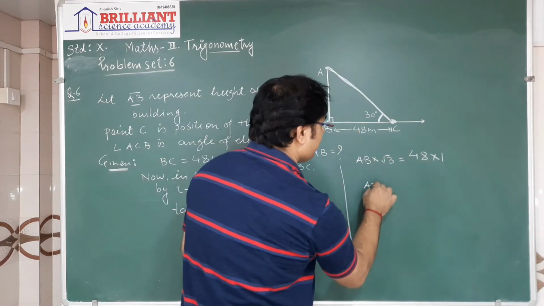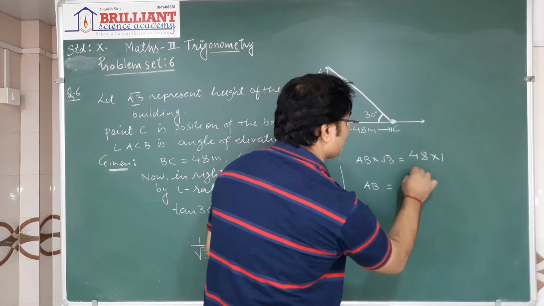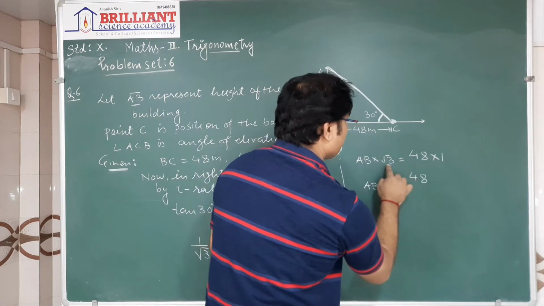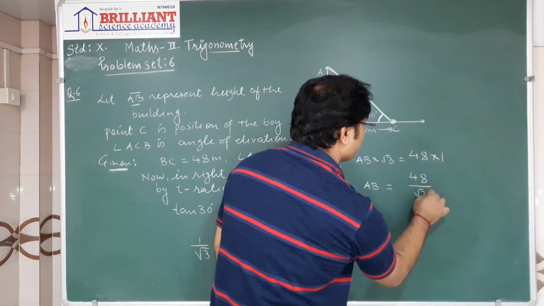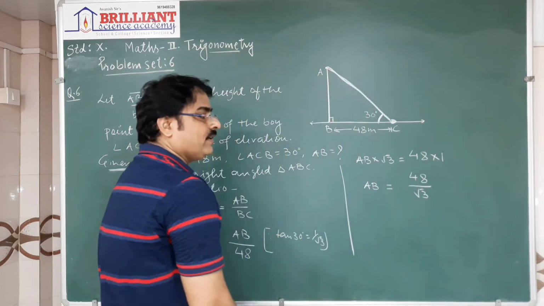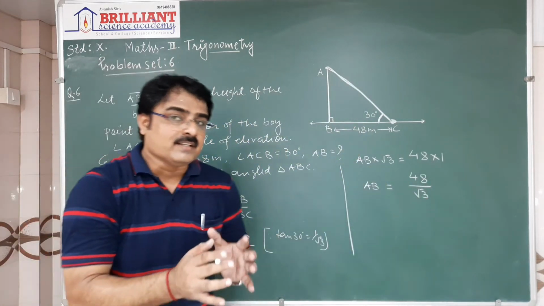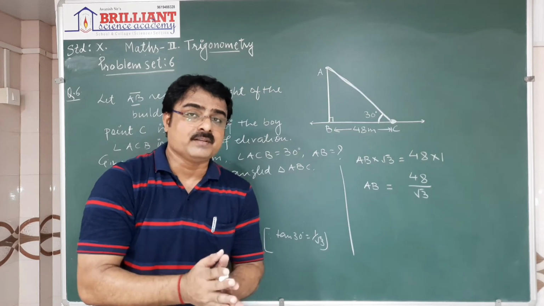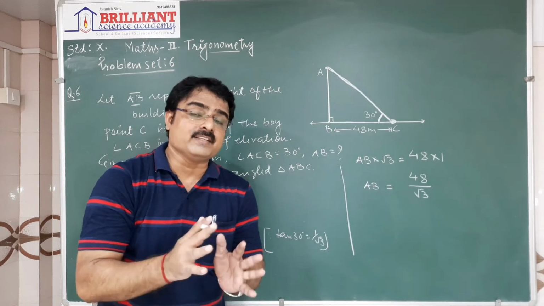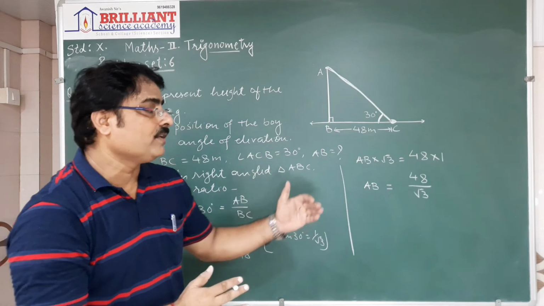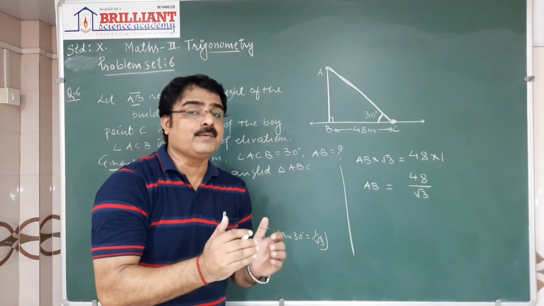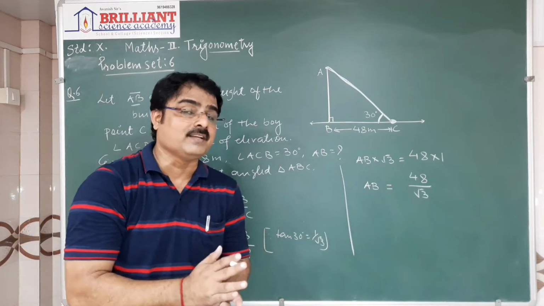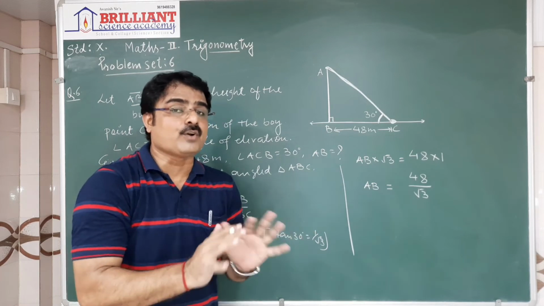Now AB is equals to 48 upon root 3. But in this question the value of root 3 is not given. root 3 की वैल्यू हमको नहीं दिया, so we will not put the value of root 3. root 3 की वैल्यू हमको मालूम है 1.73, but in question this value is not given.